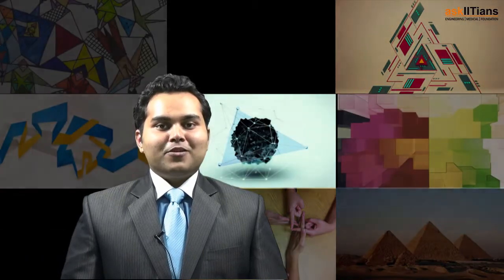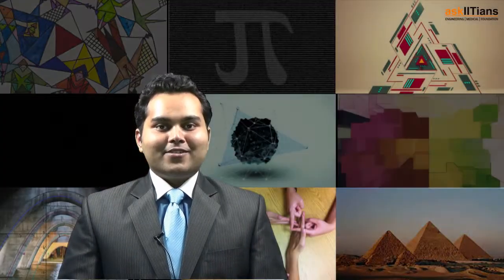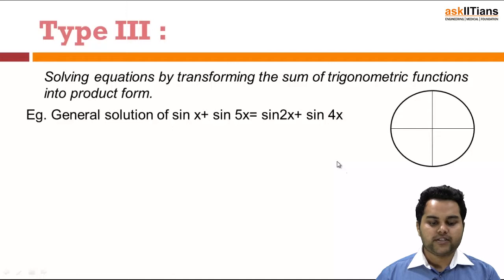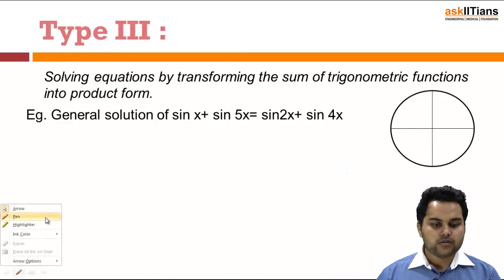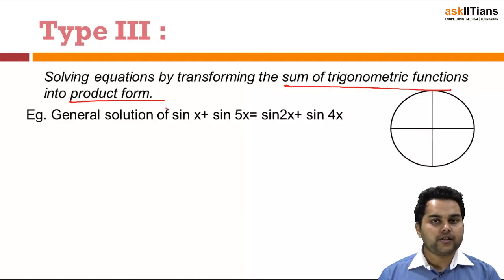Hello students, in this part we will be discussing the next two types, which are the conversion of product to sum form and sum to product form. So let's start with the next type of questions that can be framed by solving the equations. The type of question is solving equations by transforming the sum of trigonometric functions into product form. That is, a sum of trigonometric functions would be given to me and I can convert it in product form to simplify my trigonometric equation and then get the solutions to it.